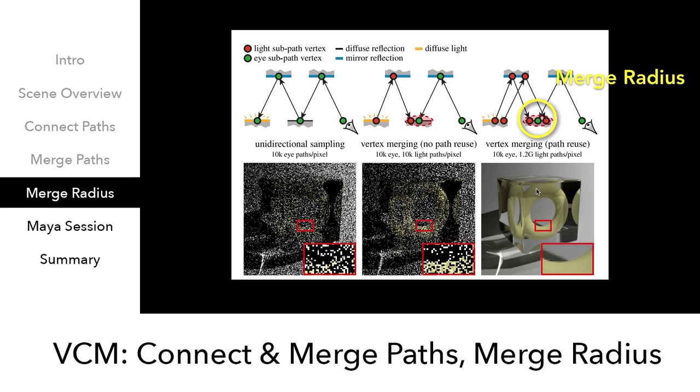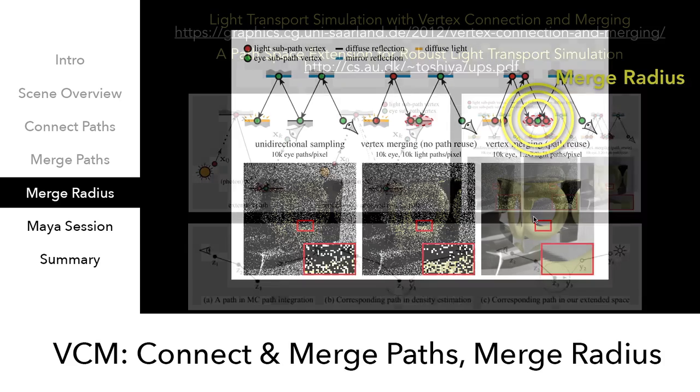But look at this. It's doing the merge radius. It reuses the paths and merges those vertices, and as that merge radius goes up, obviously it includes more of these. That's what takes a lot longer to render: it has to deposit more photons and then merge them together. So that's where the render time goes up, but look how clean it is. That's a cool diagram from the paper that the VCM was based on.